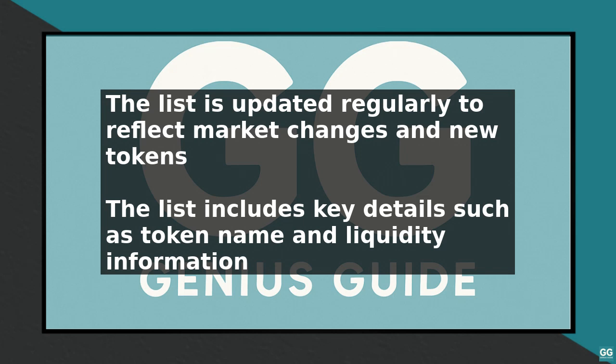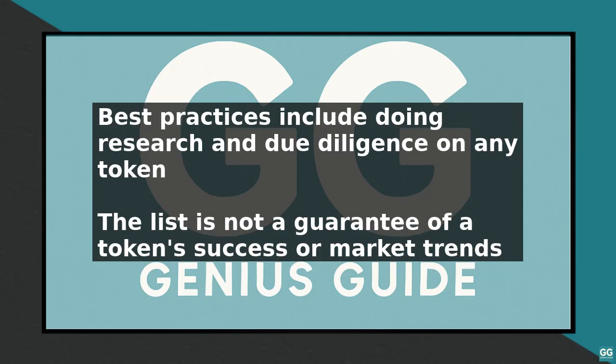For experienced investors, the Uniswap token list can be a useful tool for discovering new tokens and staying up to date with market trends. The list includes a wide range of tokens, from established players to new and emerging projects.